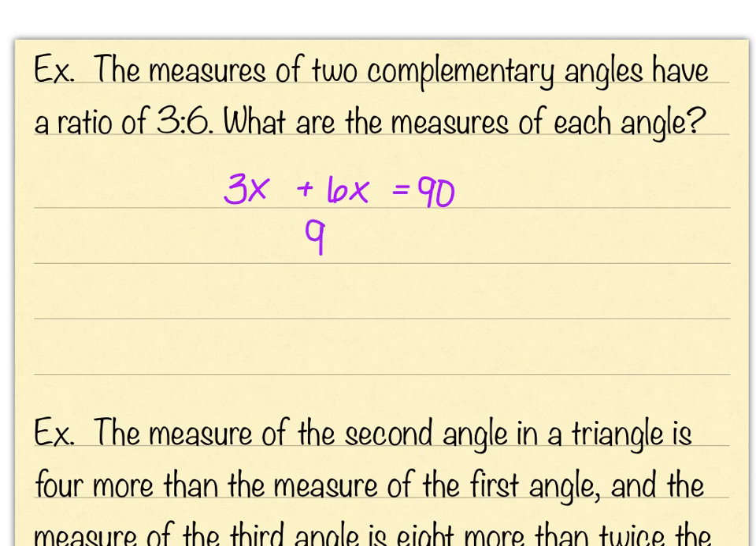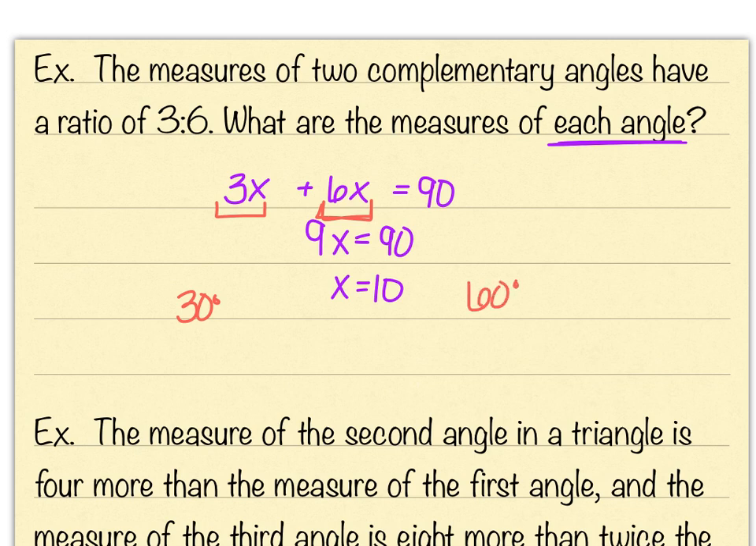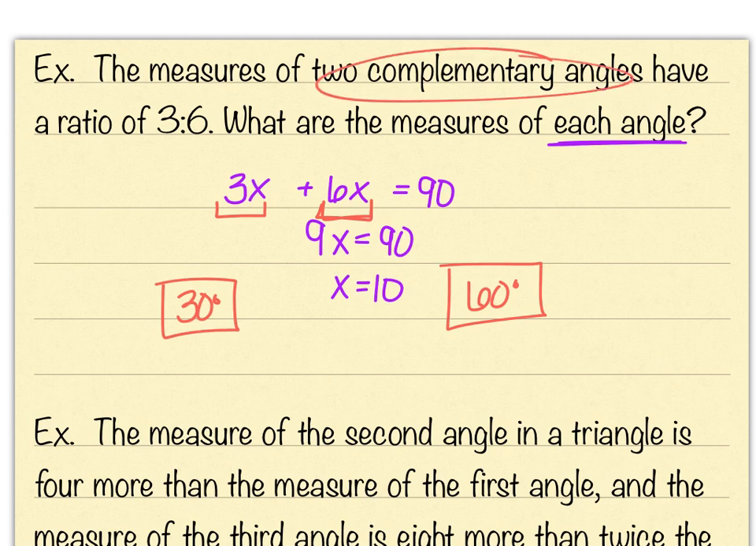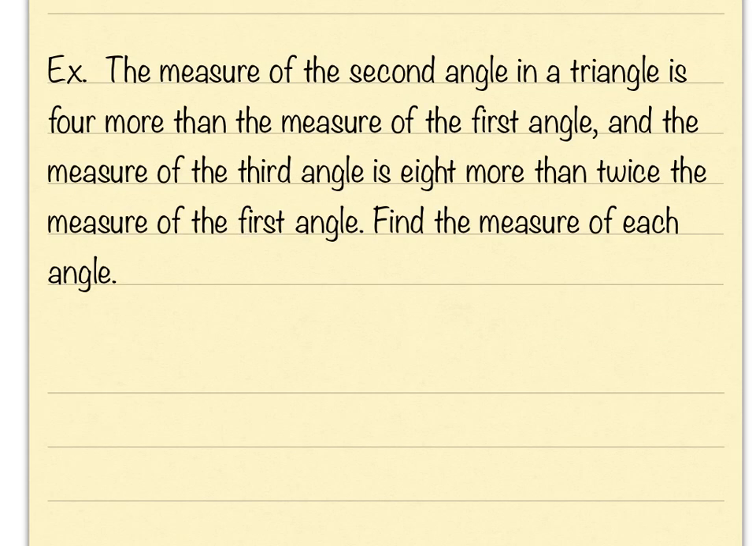So if I solve this equation by combining my like terms first and then solving for x, I find out that x is 10. But I'm actually not interested in what x is. I'm interested in what the measure of each angle is. So the first angle is 3x, and if x is 10, that makes it 30 degrees. And the second angle is 6x, and if x is 10, that makes it 60 degrees. So my two angles are 30 degrees and 60 degrees, and you can check, and they for sure are complementary because they add to 90.